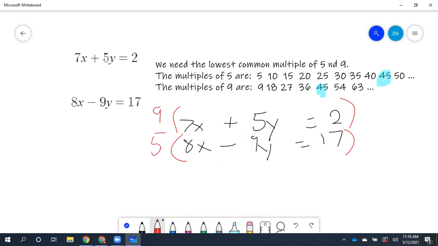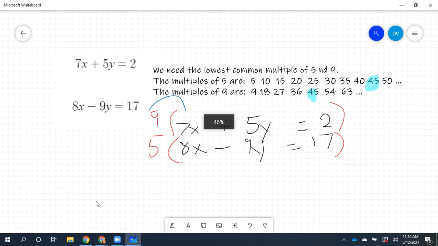Now we're going to distribute that. We're going to multiply by everything. We're going to multiply everything by 9 on the first one. We're going to multiply 9 times 7x. I'm going to make a little bit more room here. Isn't that going to be 63x?